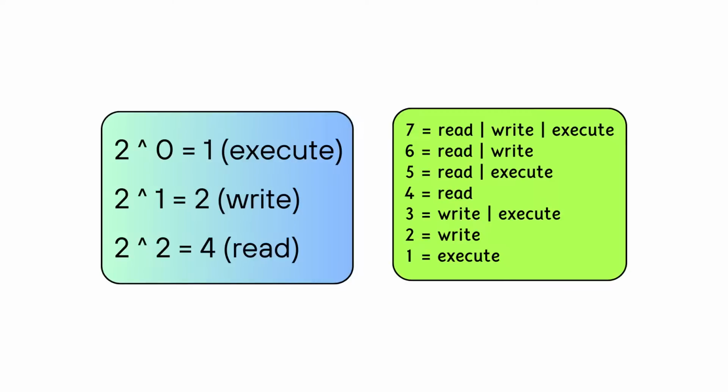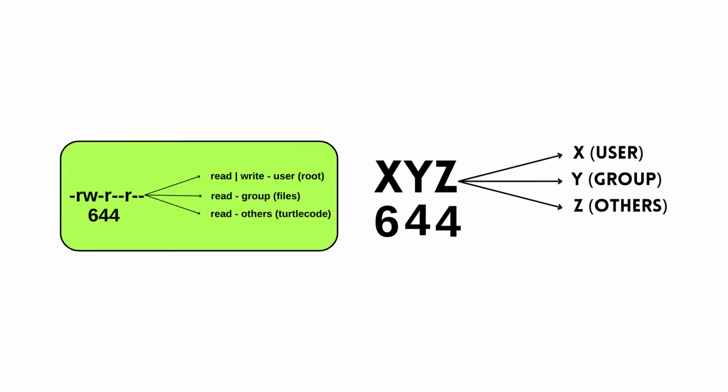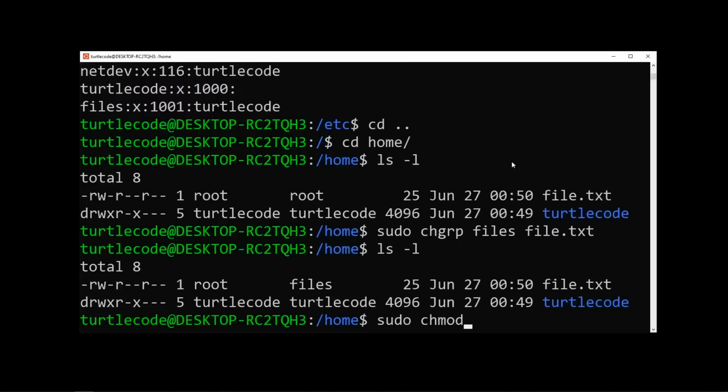We will give 3 numbers. So what do these numbers represent? The first digit represents user, the second digit represents group, and the third digit represents the others. Now let's do an example. Users in the files group currently only have read permissions on the file.txt file. If I give the second number 6, the users in the group will have both read and write permissions on the file. I can change the permission with this command.